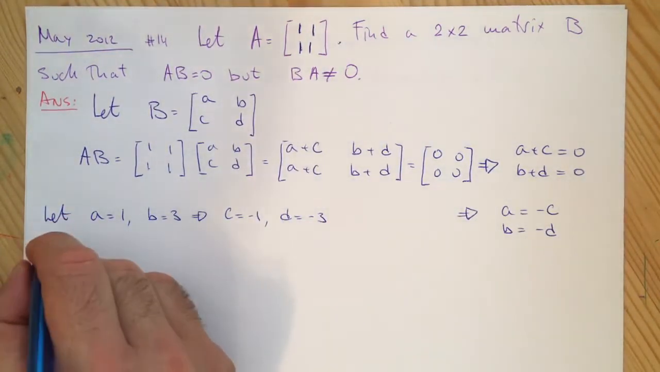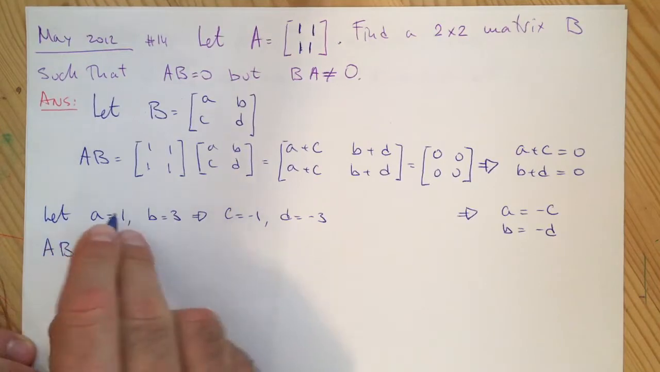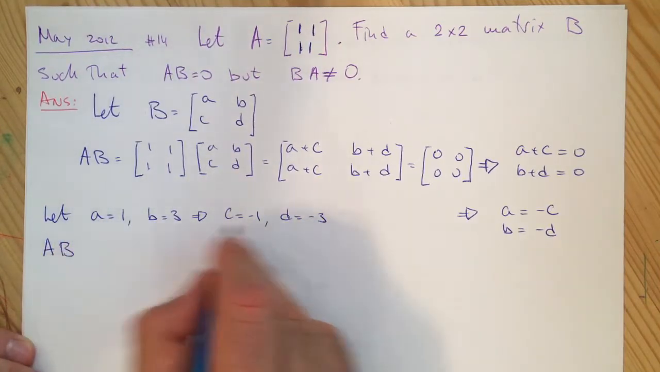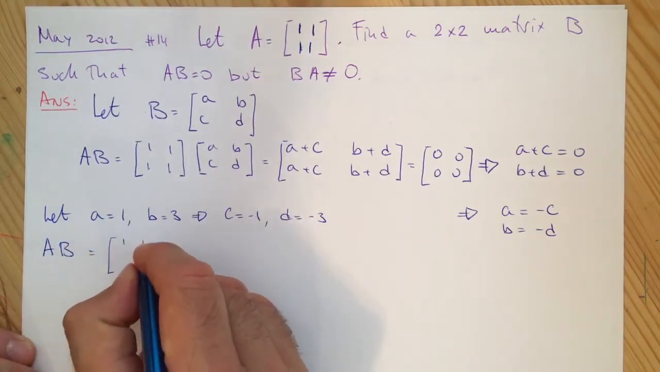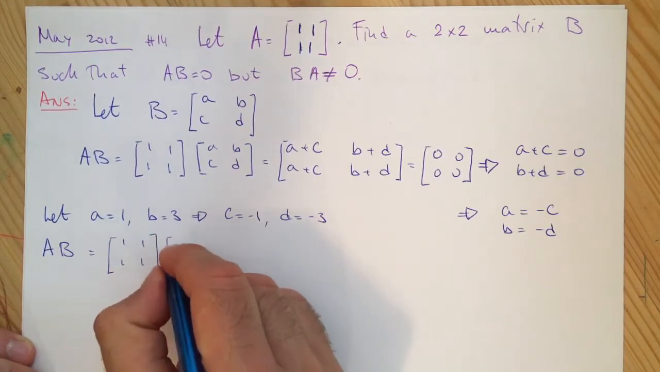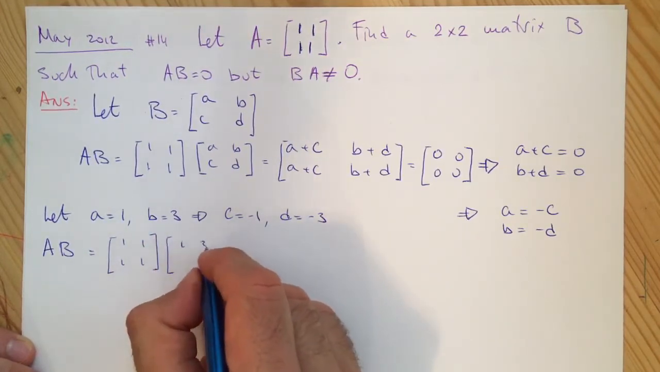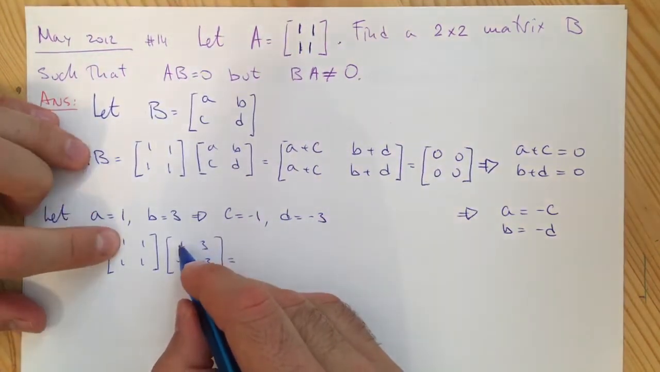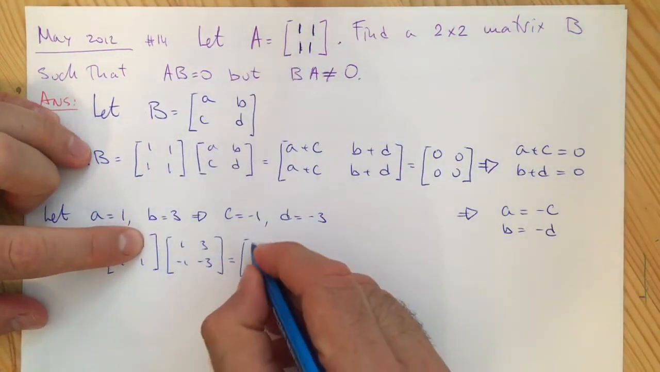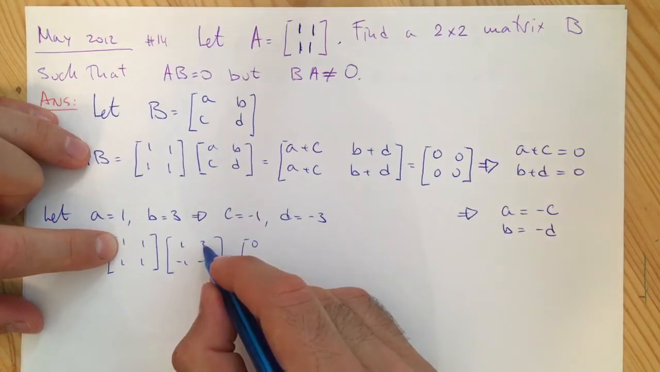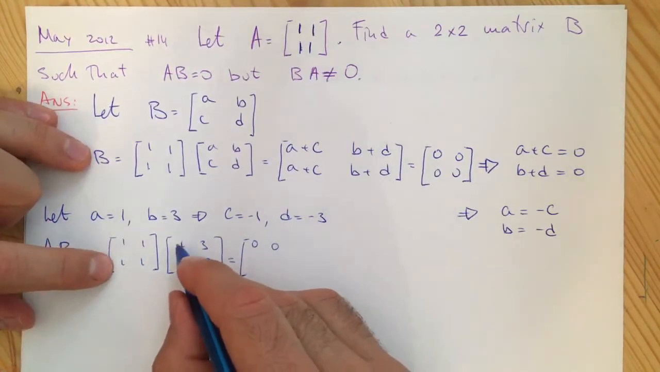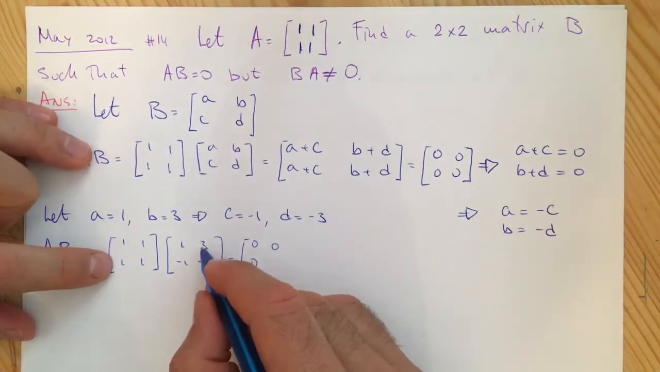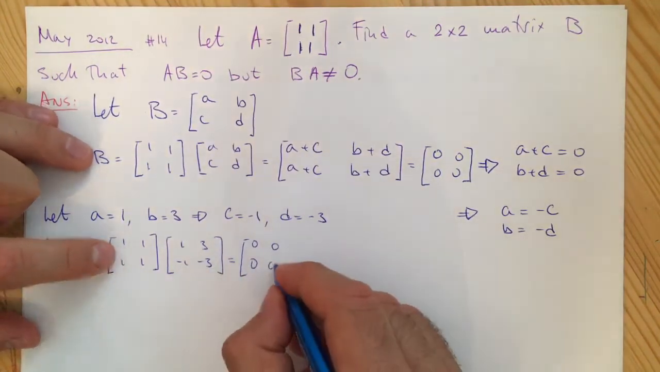Okay, so let's check now. A times B, where the entries of B are these, right? So 1, 1, 1, 1 times 1, 3, -1, -3. What do we get? 1 times 1 is 1, minus 1 is 0. 1 times 3 is 3, minus 3 is 0. 1 times 1 is 1, minus 1 is 0. And 1 times 3 is 3, minus 3 is 0.